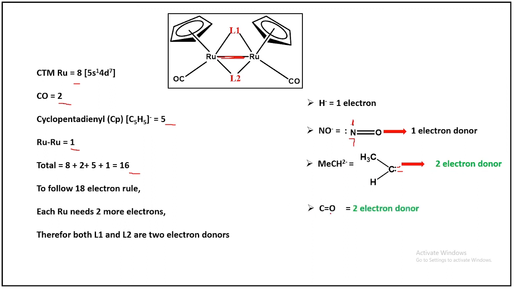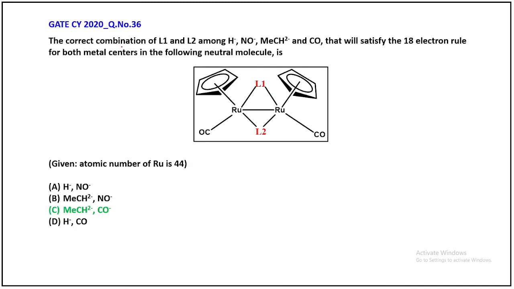The next option given is carbonyl. We have already seen that carbonyl is a 2 electron donor. So, the correct combination of L1 and L2 among the 4 options given is MeCH2 minus and CO, which are 2 electron donors. So, the correct option is C, MeCH2 minus and CO.